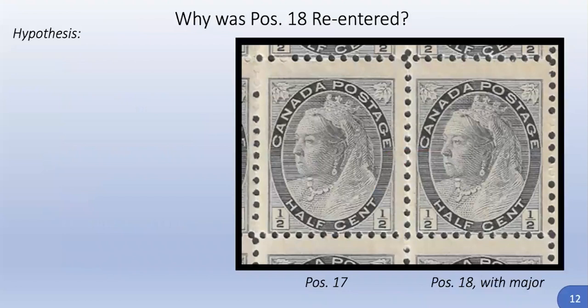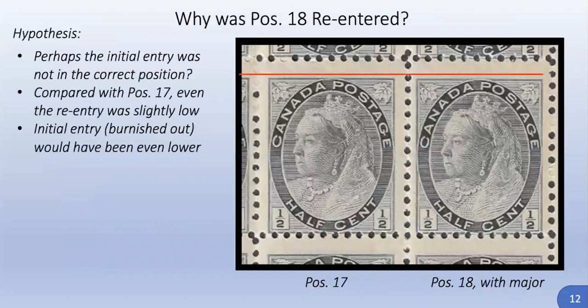But now, like you asked the question, why was it burnished? Why was position number 18 re-entered? When we compare it with position 17, which is beside it on the pane, of course, this is position 18 with the major. What we see here is that even in its new position, it is still relatively low compared to position 17 beside it. When they did the initial re-entry, it's been burnished out. We know it was actually lower.